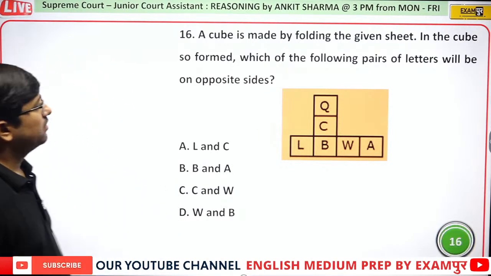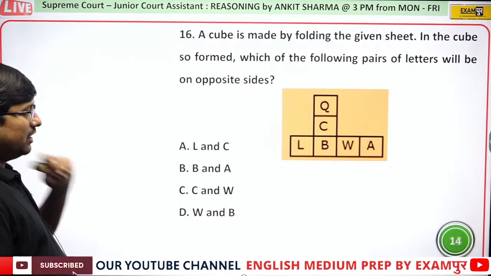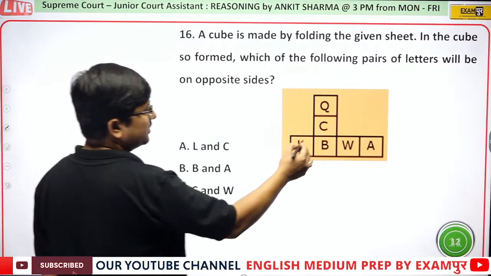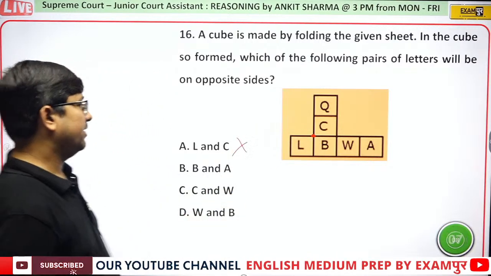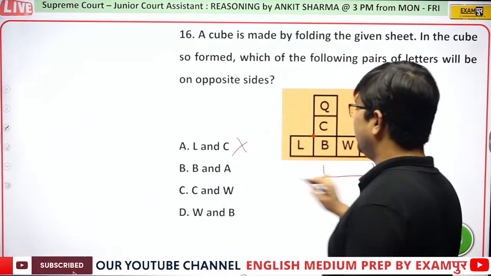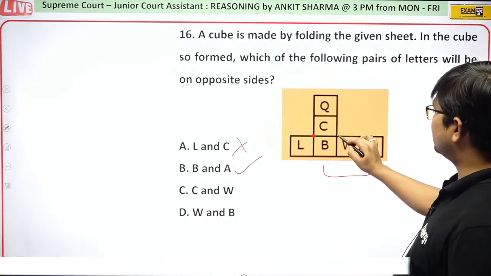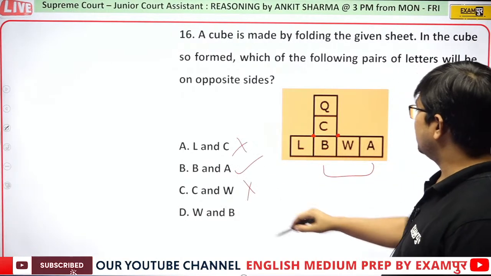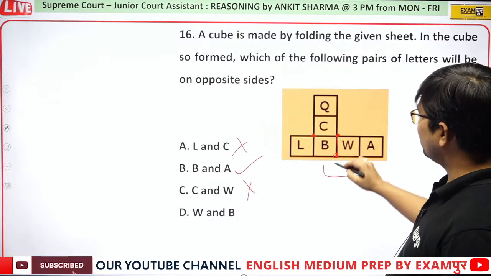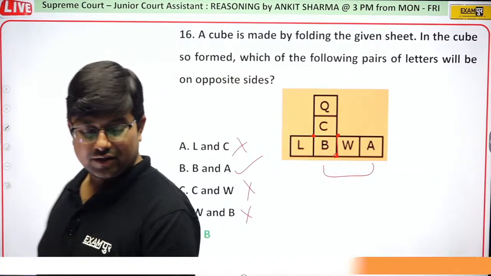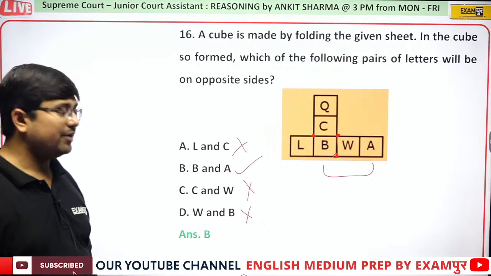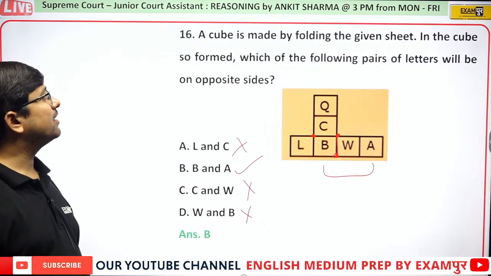Very good. See, which of the following? Okay, now see, L and C. L and C are sharing a common vertex, so they can never be opposite. B and A, they are not sharing a common vertex, so they will be opposite. C and W are sharing a common vertex, they cannot be opposite. W and B are sharing a common vertex, they will not be opposite. So the right answer is option number B. Okay, everybody? Fine, everyone? Next.